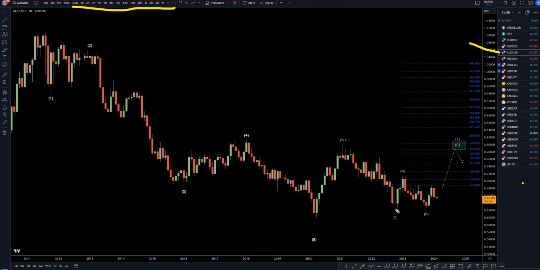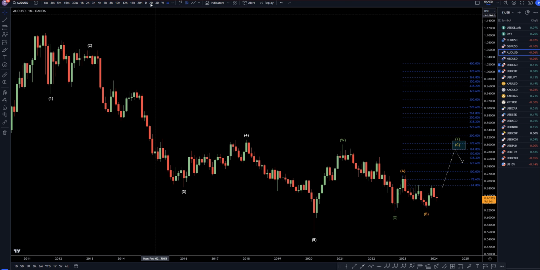So on the Aussie dollar monthly, I still think this is an ABC of wave Y. I think this needs to go up, probably at least on one of these highs over here, one of these Fibonacci extension levels, probably take out these highs. And this is going to be all part of three waves up for wave W. 1, 2, 3 of W, 1, 2, 3 of X, 1, 2, 3 of wave Y.